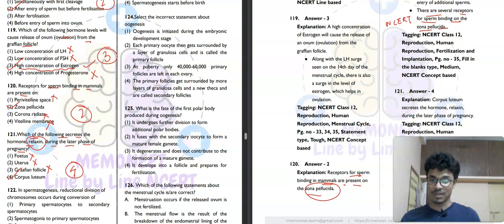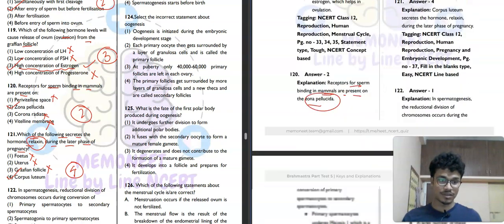So corpus luteum is present in the Graafian follicle, but it doesn't secrete the hormone relaxin. Corpus luteum in later stages secretes the hormone relaxin in the stage of pregnancy. That's why the fourth option will be our correct answer for this question.